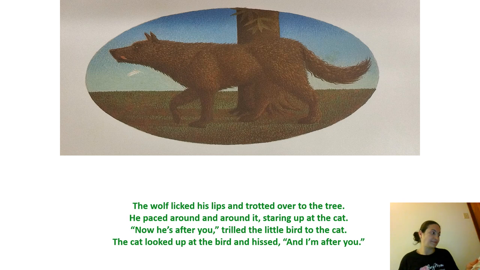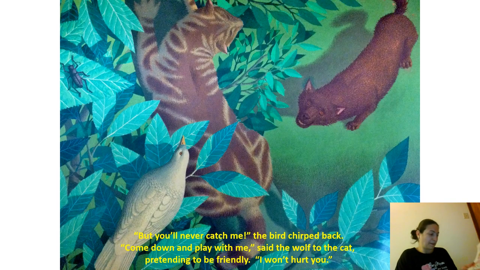The wolf licked his lips and trotted over to the tree. He paced around and around it, staring up at the cat. "Now he's after you," trilled the little bird to the cat. Number 18. The cat looked up at the bird and hissed, "And I am after you." "But you'll never catch me," the bird chirped back. "Come down and play with me," said the wolf to the cat, pretending to be friendly. "I won't hurt you."